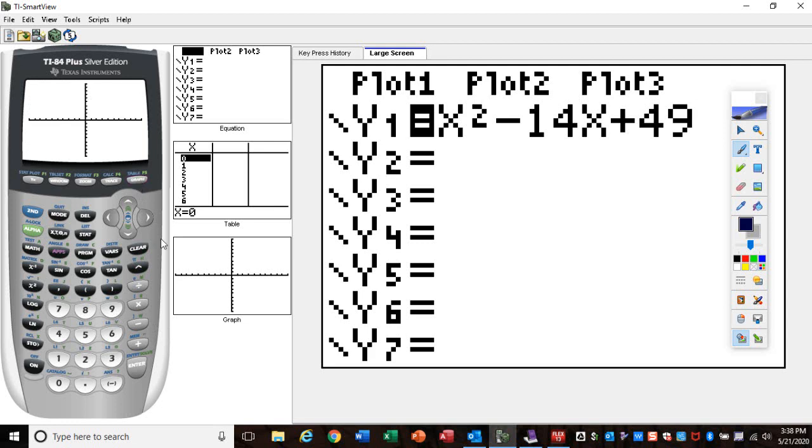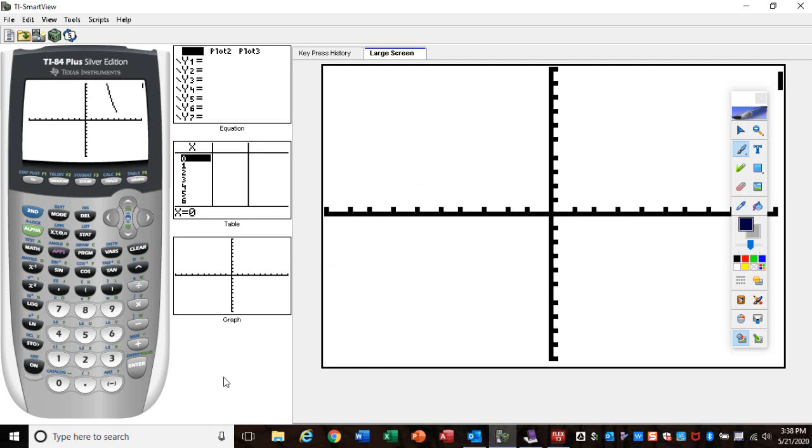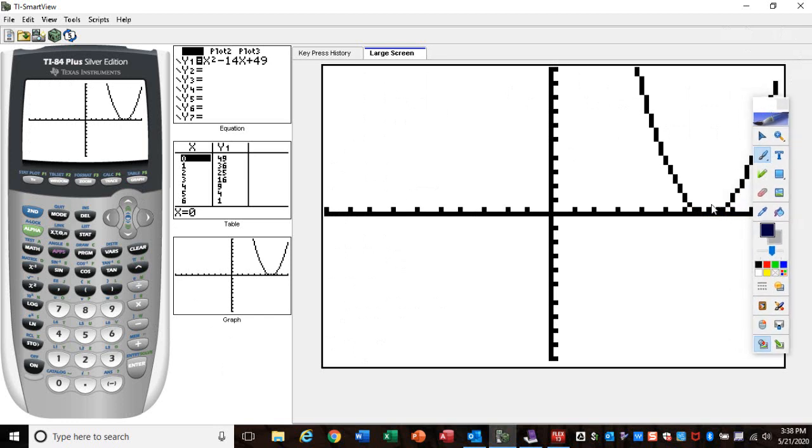Now, hit the graph key. This one's different. Watch this one carefully. This is not going to actually cross at 7. This is going to touch at 7. And the reason it touches and not crosses is that this is a double root. I'll show you this on the other screen. Just know right now your answer is 7.